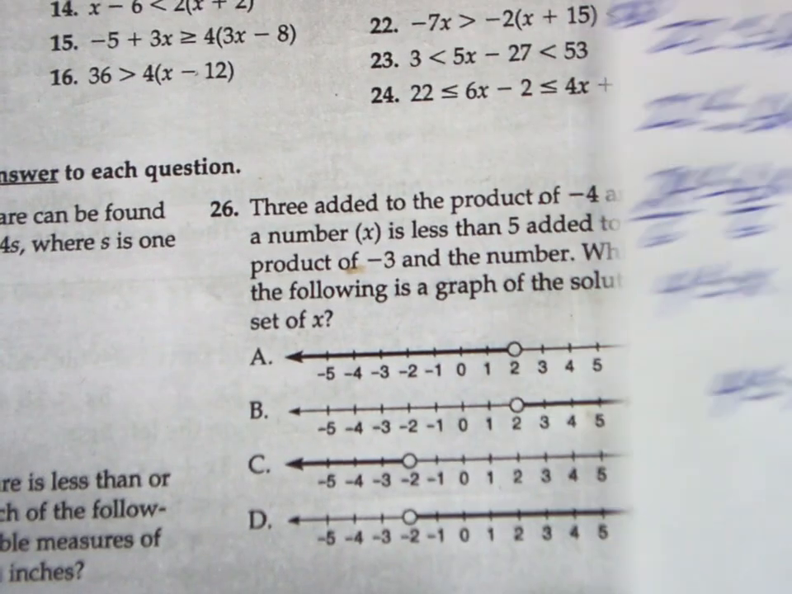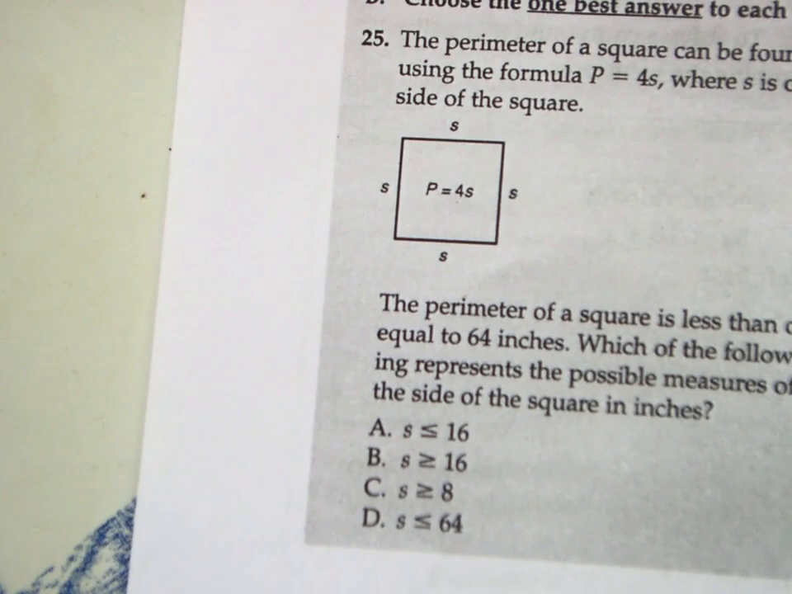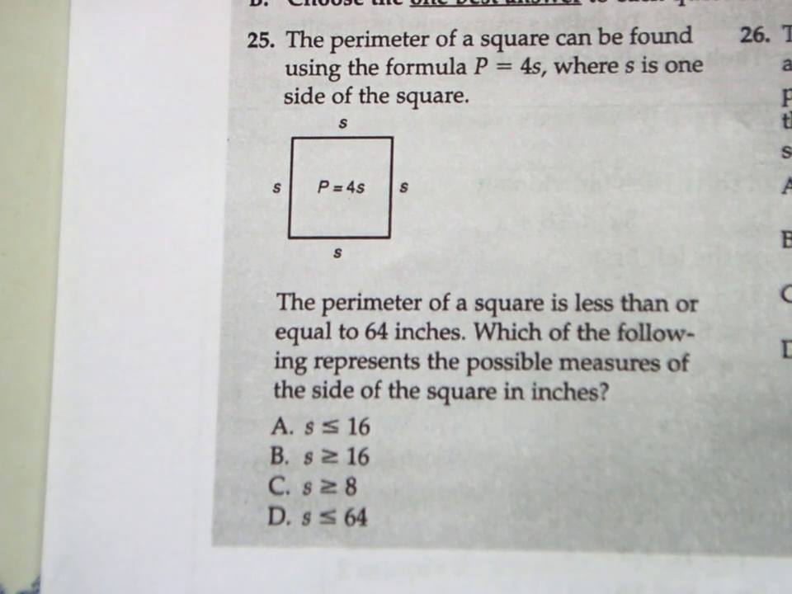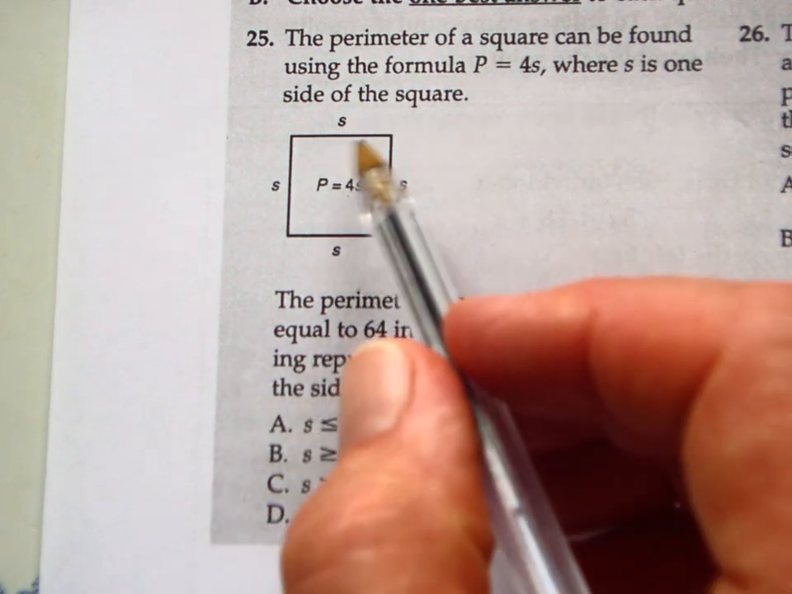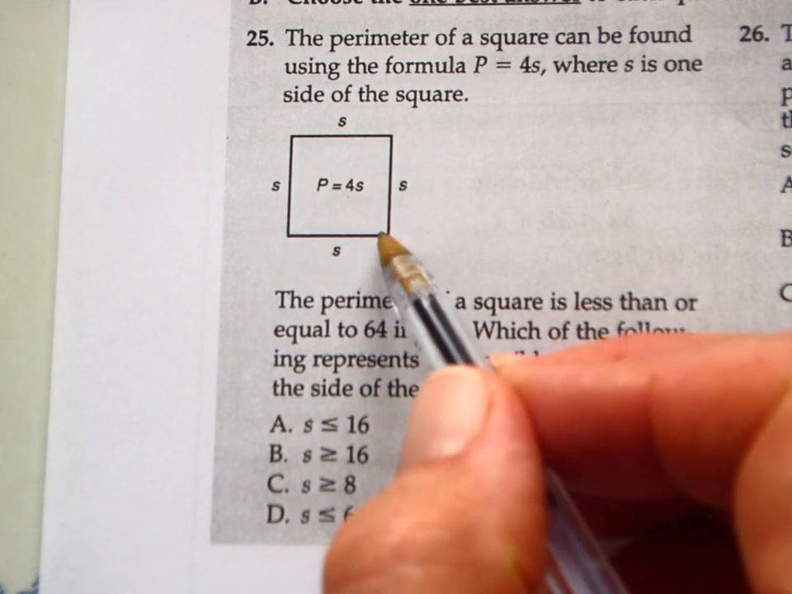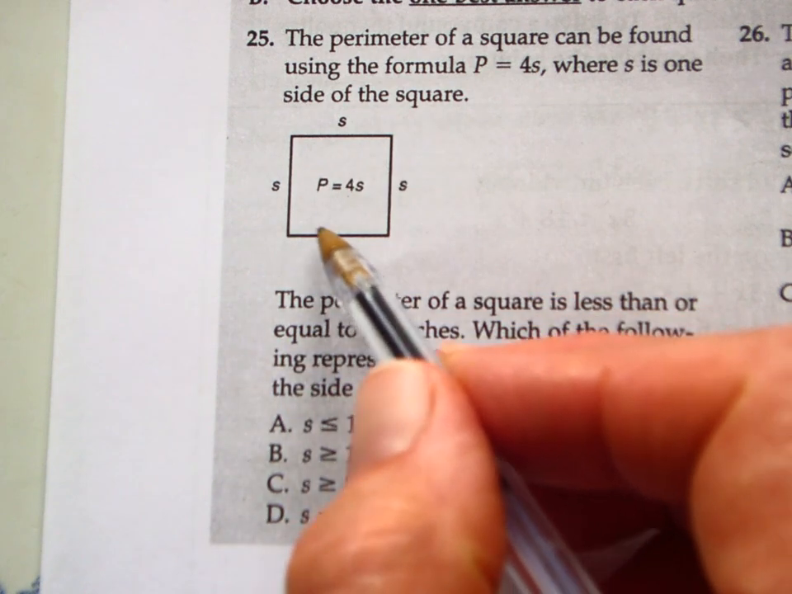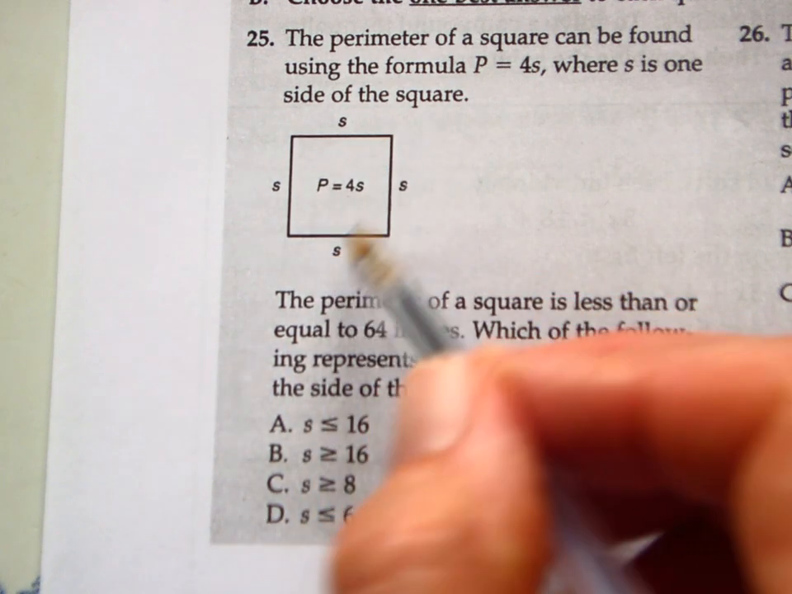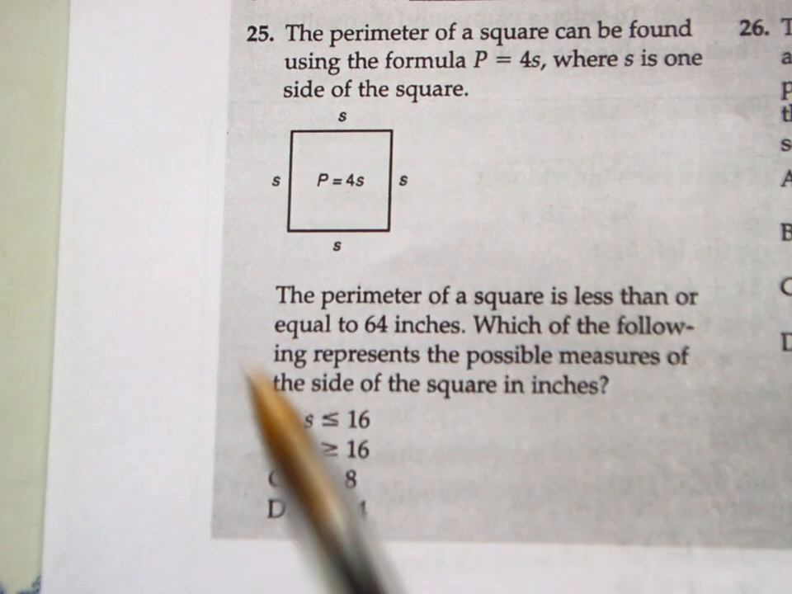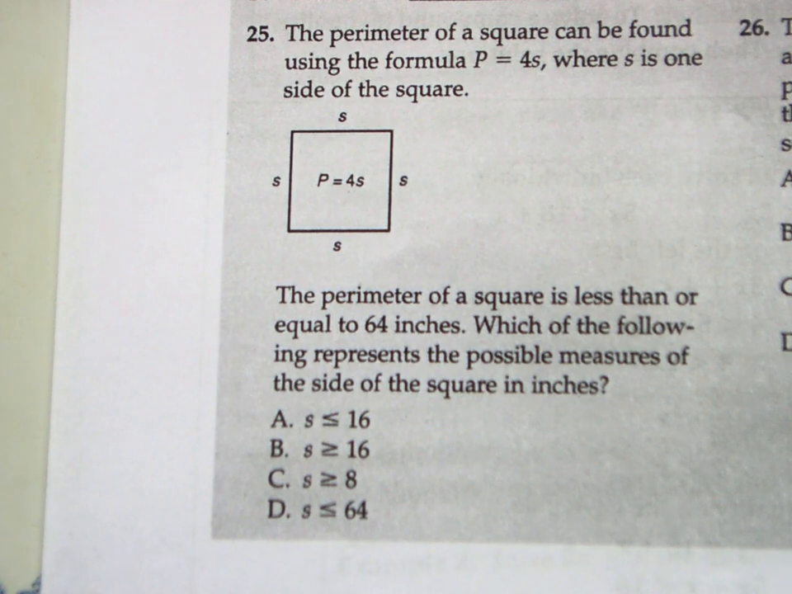Okay, so we're going to go down and look at the word problems here now. See what we can do with these. The perimeter of a square can be found using the formula P equals 4S, where S is one of the sides of the square. Well, that makes sense. The perimeter is just the distance around. So if you want to go around an object, you just add each side together. But in this case, in a square, they're all the same. So you have S and S and S and S, or you could just say 4 times S, because there's 4 S's, right?